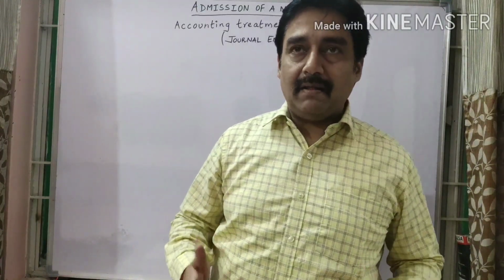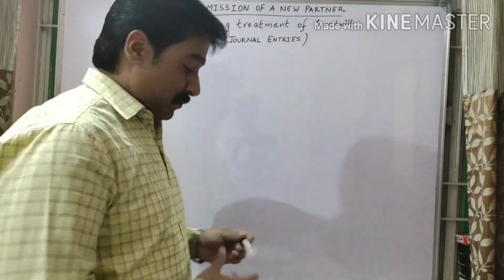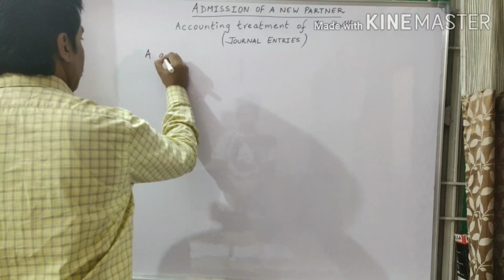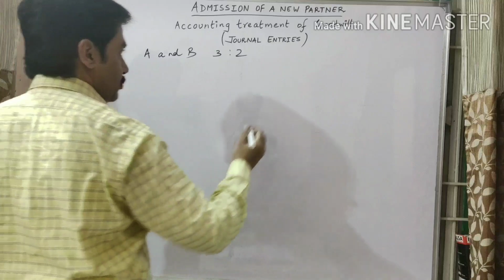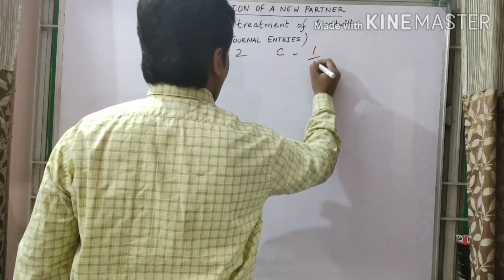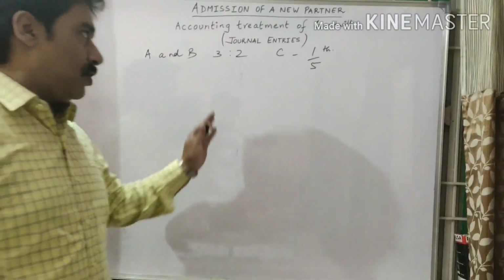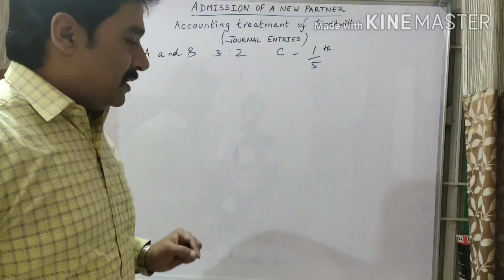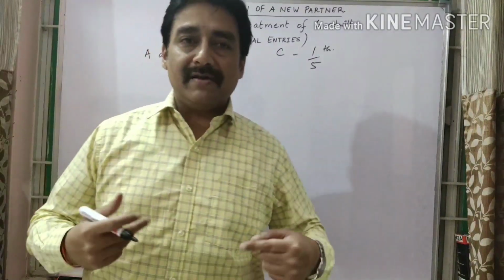Children, let me first explain the treatment of goodwill, and then I'll move on to the journal entries part. When a new partner is admitted, the situation is like this. Suppose there are two old partners sharing in the ratio of 3:2. A new partner C is admitted for 1/5 share. Now, this is only an imaginary situation, but you know that it happens like that at the time of admission of a partner. But what happens when he is admitted? Try to think about it, because it is very simple to understand.